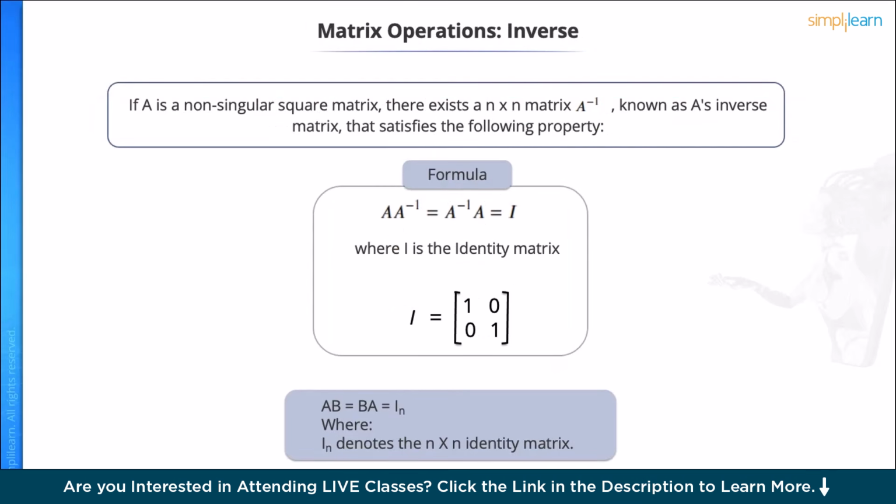Inverse. If it is a non-singular square matrix, there exists an n cross n matrix, A minus one, known as A's inverse, that satisfies A dot A inverse equals A inverse dot A equals I, where I is the identity matrix. And identity matrix is characterized as a diagonal of 1s and all other elements are 0. Also, AB equals B dot A equals I N, where I N denotes the n cross n identity matrix.